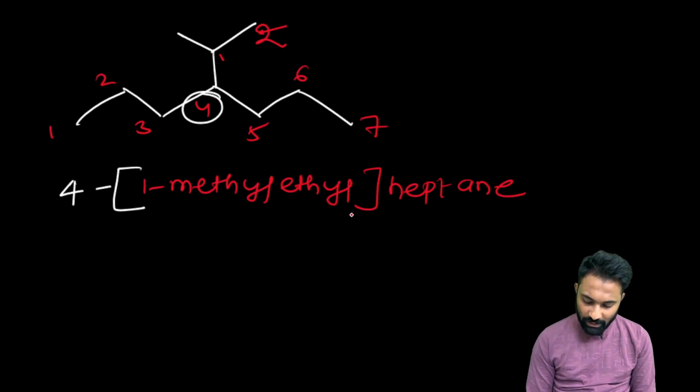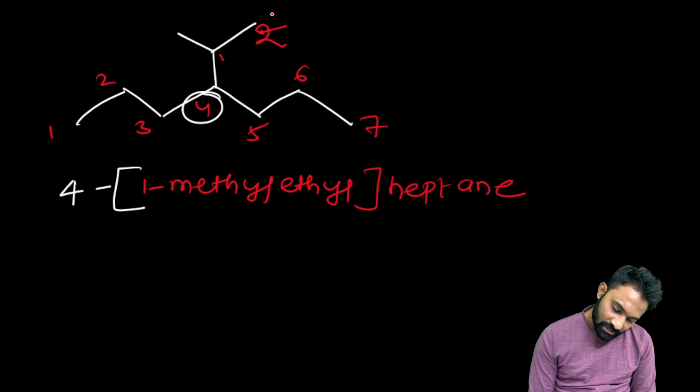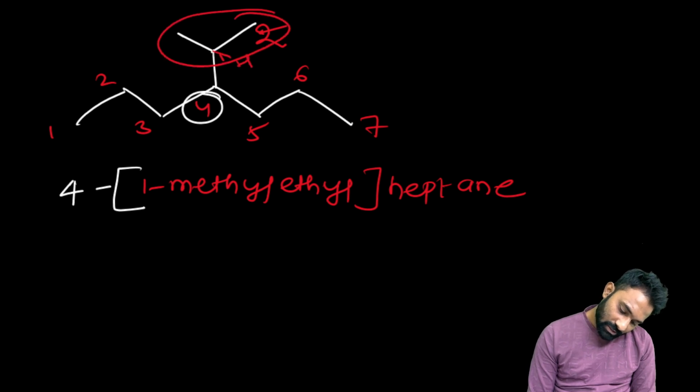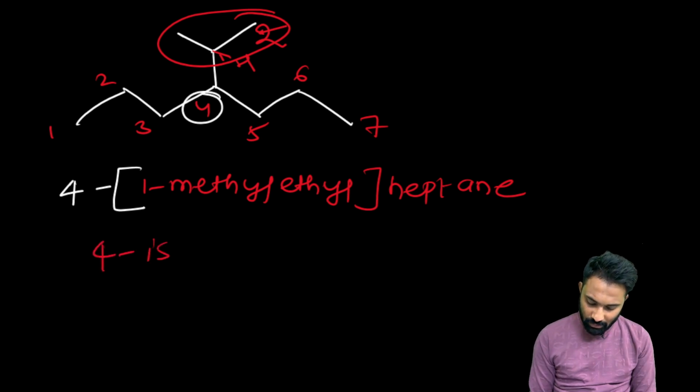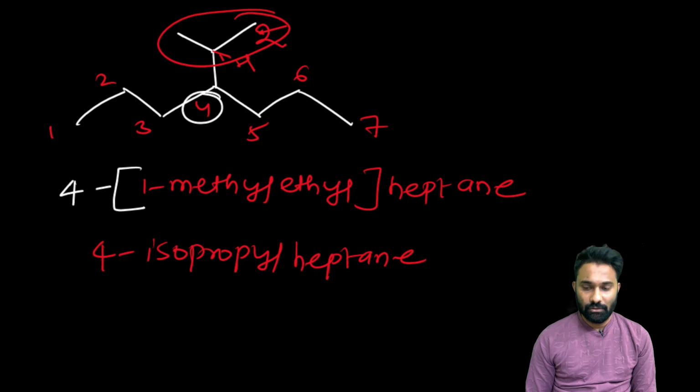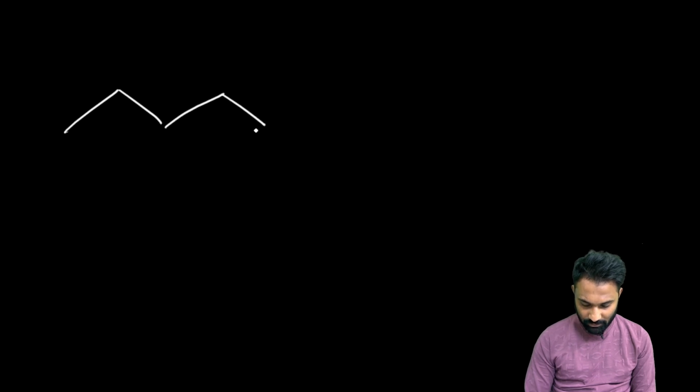Next, if you want to write it with the common name, what is this common name? Now this is hydrogen, and 1 methyl is present, right? This is 1 hydrogen and 1 is methyl. So 4 isopropyl heptane. In this manner also you can write. So better you go with the IUPAC name only. Next type of complex substituent they have given. Now next we will go with this one type of complex substituent.